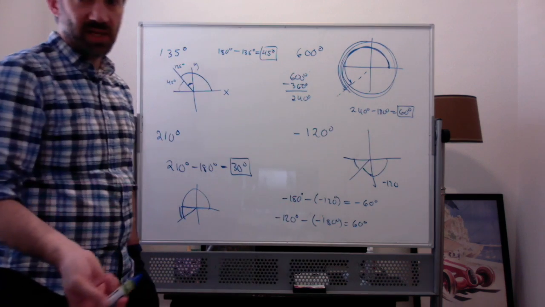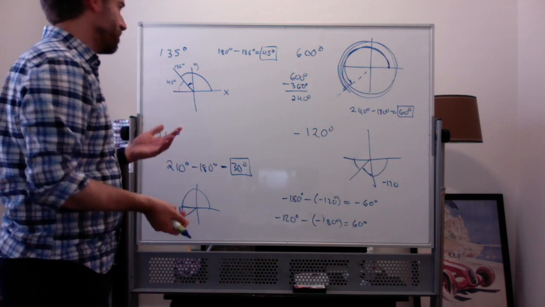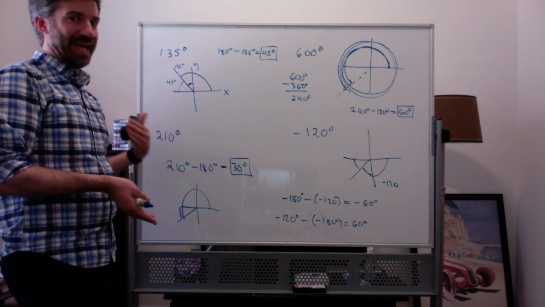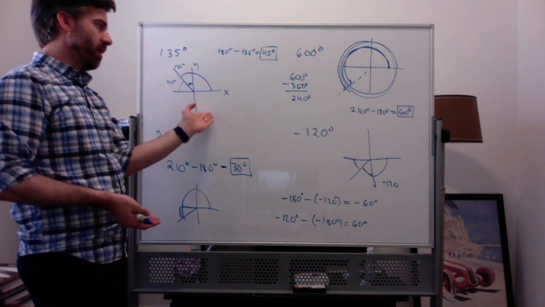So that's how you find reference angles using degrees. And really, it's the same process for radians. The numbers just look different. But you're always trying to find the smallest angle measure that will get you to the nearest x-axis. So you're either going down to 180, back up to 180, or back up to 360.